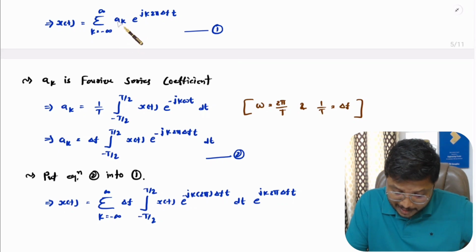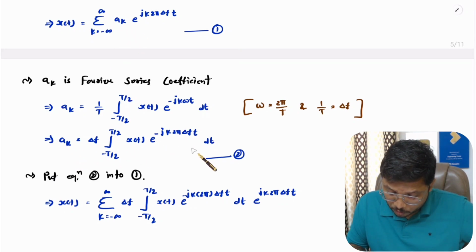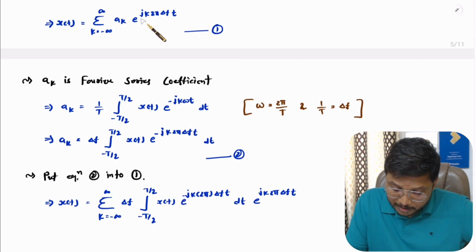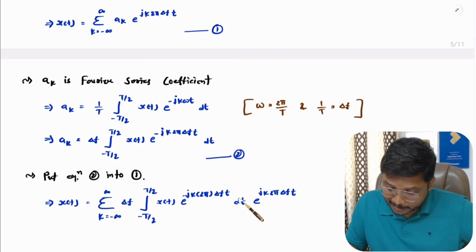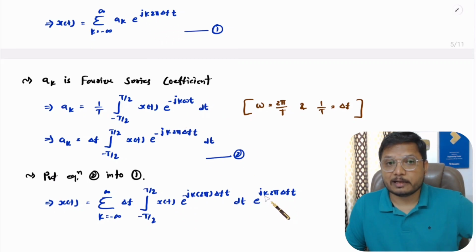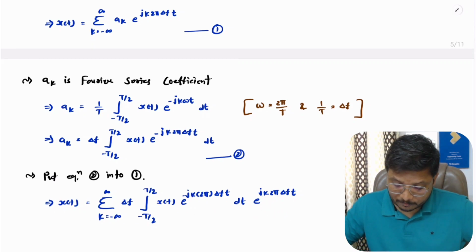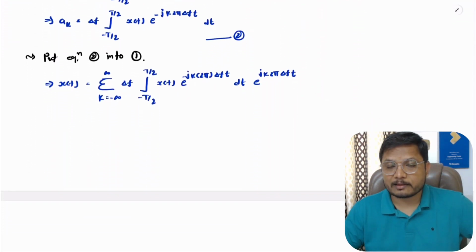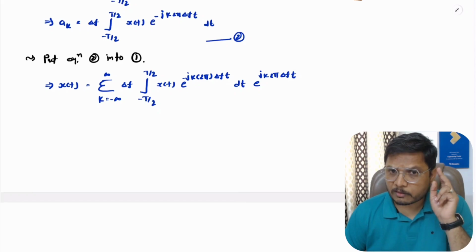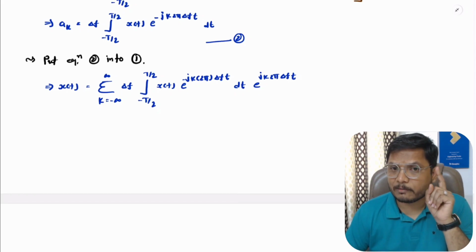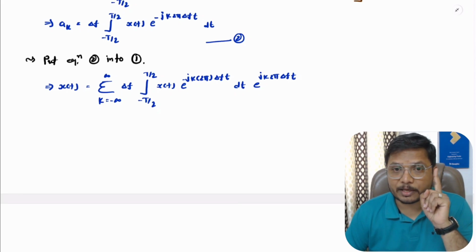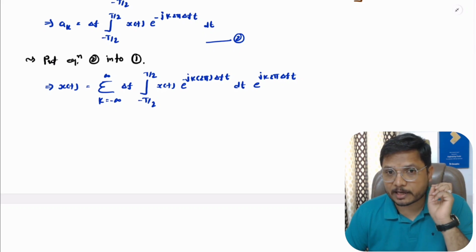I have placed a_k value, that is the Fourier series coefficient, over here, and this into e to the power jk 2 pi delta f t, that I have placed over here, right? Now you need to understand this equation. See, Fourier series, that we use for periodic signal only, while Fourier transform, that we use for periodic as well as aperiodic signal.